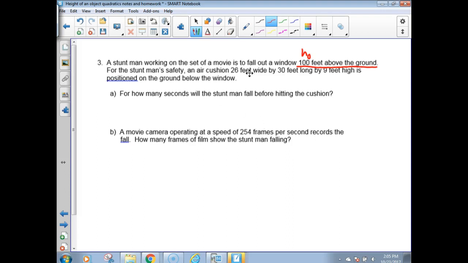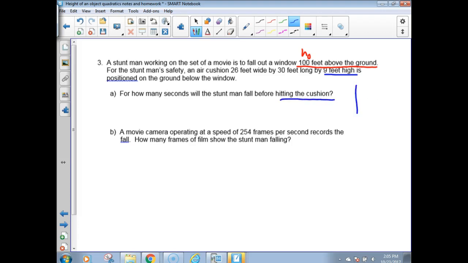For his safety, an air cushion 26 feet wide by 30 feet long by 9 feet high. Are we interested in any of those numbers? Sometimes you get extra information. Helen? The 9 feet high. Yep, we're interested in that. So we want to pay attention to that. It's positioned on the ground below the window. For how many seconds will the stuntman fall before he hits the cushion?